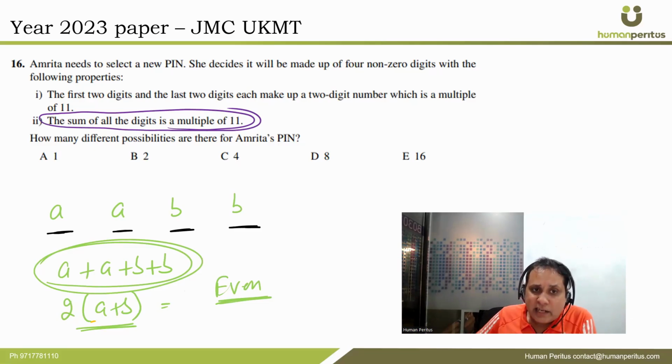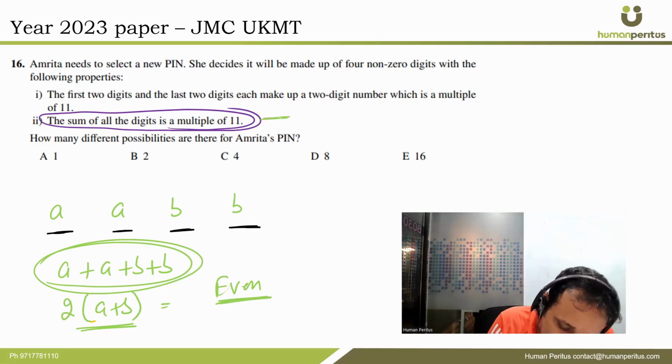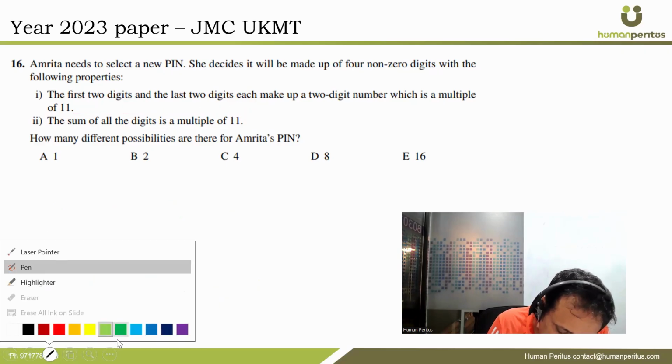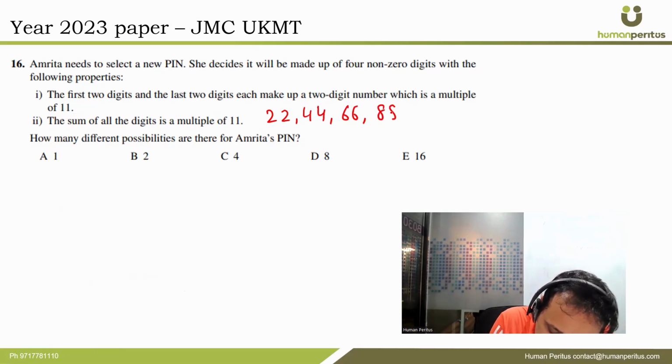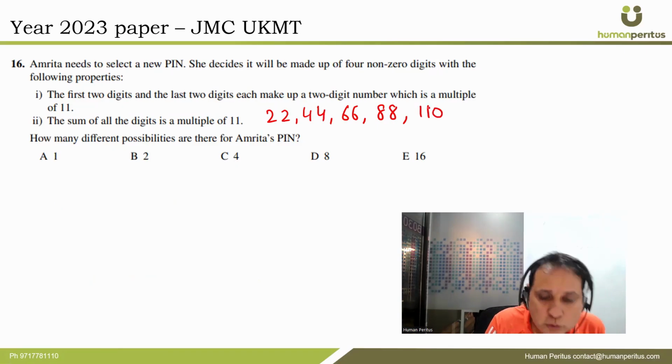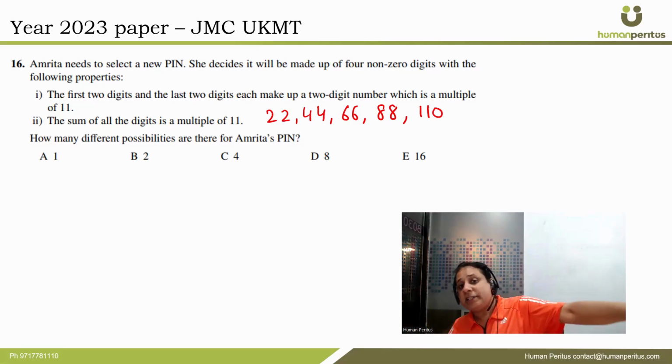Now, the second condition says the sum has to be a multiple of 11. Therefore, my overall sum can be 22. It cannot be 11. It can be 22. It can be 44. It can be 66. It can be 88. It can be 110 and so on. These can be the sum of all the digits, guys.